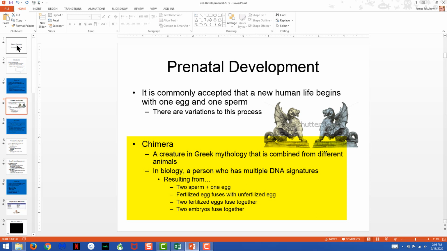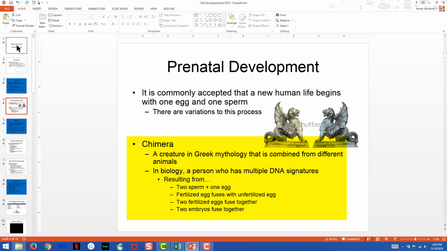Another possibility for forming a chimera is to have a fertilized egg fuse with an unfertilized egg, so that during conception, there may be two eggs available, but only one becomes fertilized, and then at a very early stage of development, the fertilized egg bumps up against the unfertilized egg, and so you wind up with a single individual that actually has different DNA as a result of the mixture of that sperm with the two separate eggs.